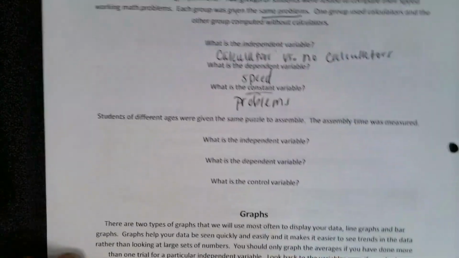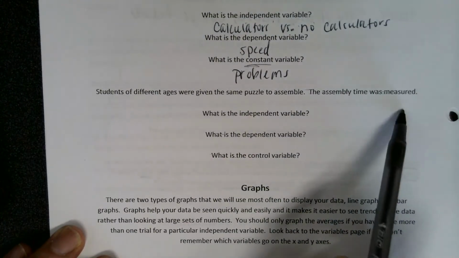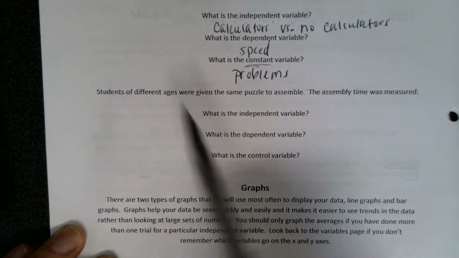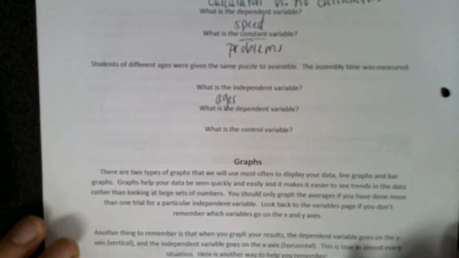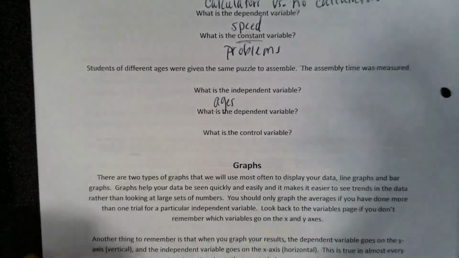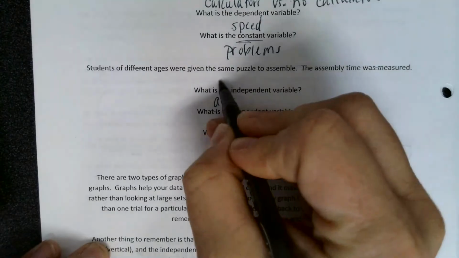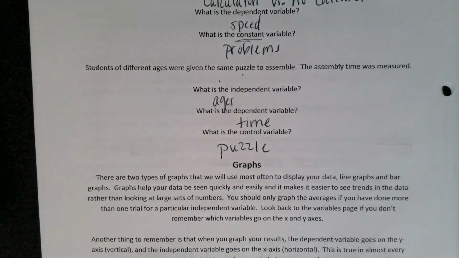Let's try this again. Students of different ages were given the same puzzle and their assembly time was measured. What are we changing on purpose? Notice some keywords here: different ages. So the students were not the same age. What were we measuring? The assembly time. The assembly time was measured, okay? Time. What did we keep the same? The same puzzle.